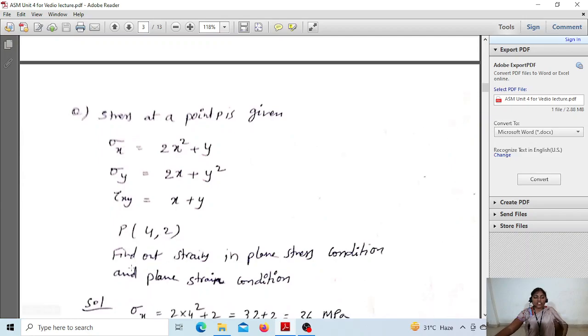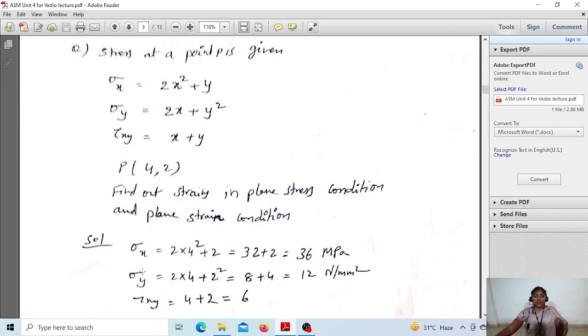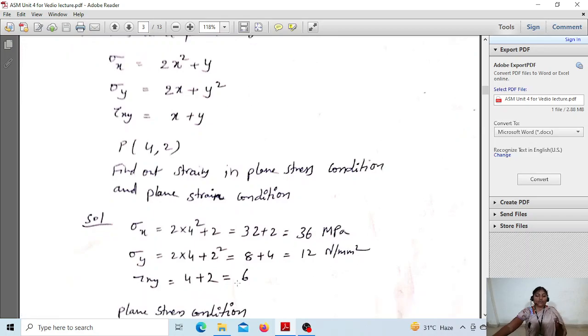Now what is asked here? Find out strains in the plane stress condition and plane strain condition. So let us try to find out sigma x. Sigma x is given by 2x square plus y. So instead of x and y you substitute 4, 2 into 4 square plus 2, which gives 36. Then sigma y, 2 into 4 plus 2 square, which gives 12. Now tau xy, x plus y, 4 plus 2, 6. So you have the values of sigma x 36 MPa, sigma y 12 MPa and tau xy 6 MPa.